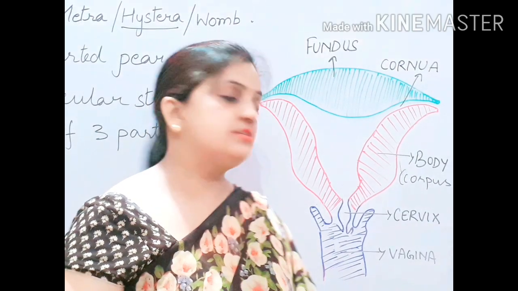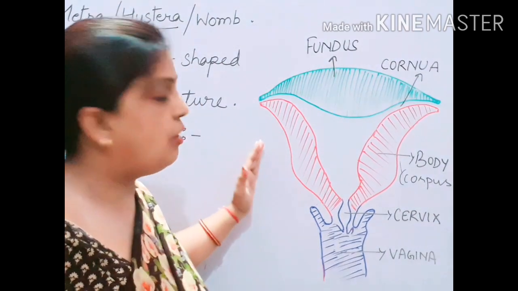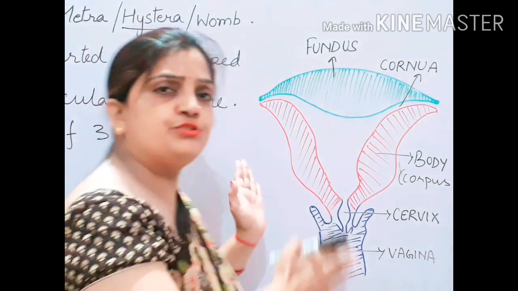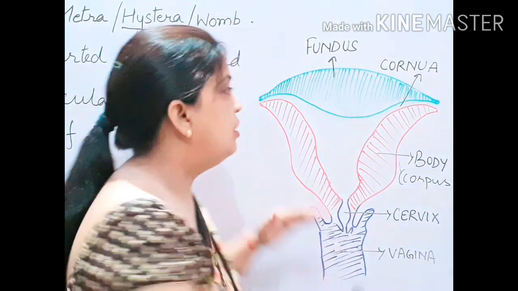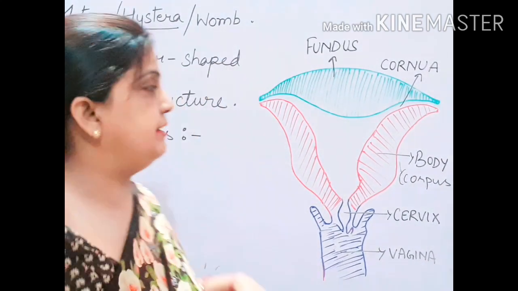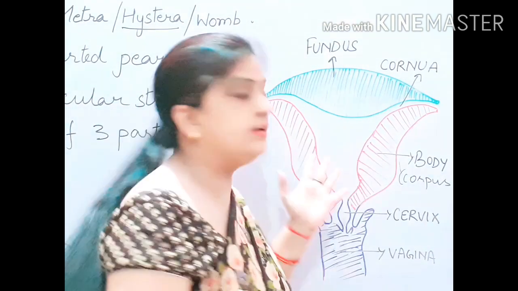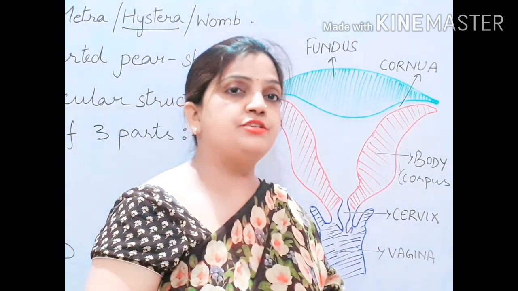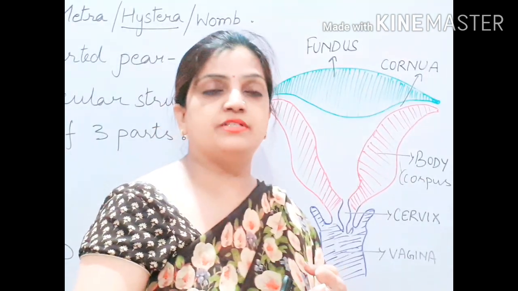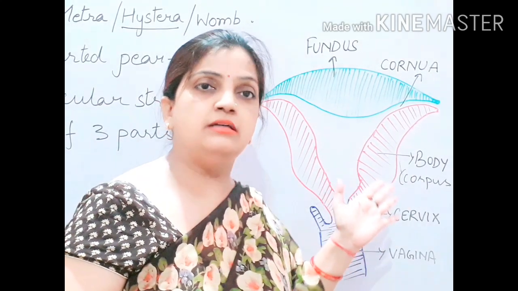So children, now let us move to the diagram. You can see that I have drawn the diagram of the uterus. I haven't drawn the fallopian tube, ovary and all because today we need only the uterus part. So only the uterus and the vagina have been shown in the diagram. Now let us see how the three parts look here. I told you that the uterus is made up of three parts: fundus, cornua and corpus, which is also called body.